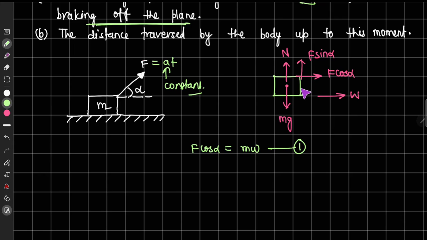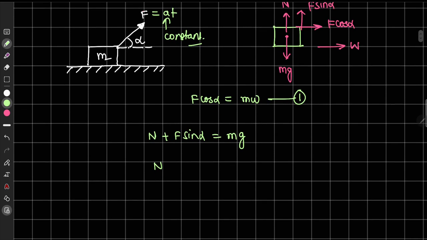If we talk about the forces in the vertical direction, the body is in contact with the surface, which means it is not moving in the vertical direction, so there is no acceleration vertically. In that case, we can just balance the forces in the upward and downward direction. So we can write N plus F sin alpha is equal to m g, and from here N is equal to m g minus F sin alpha.